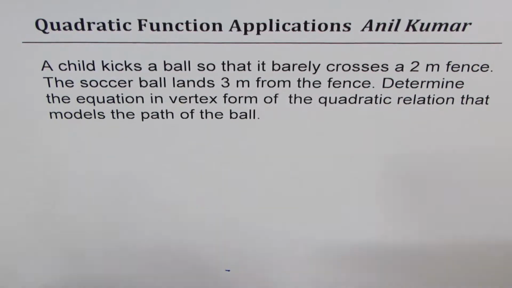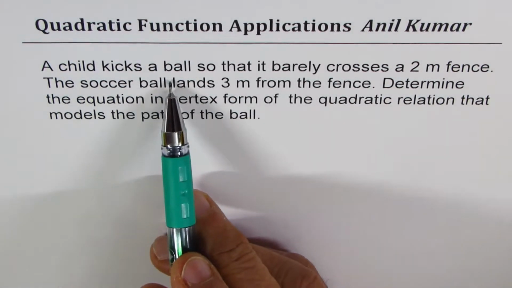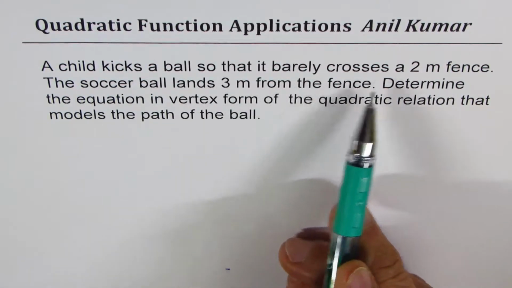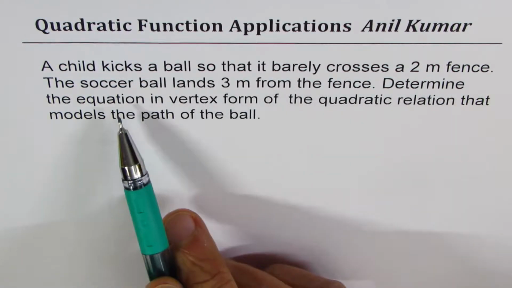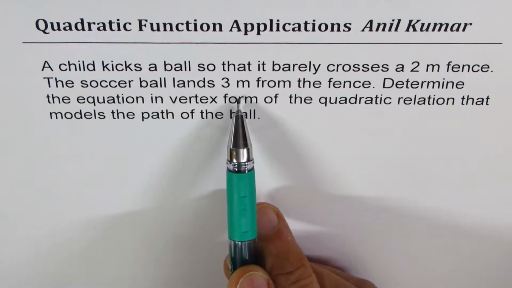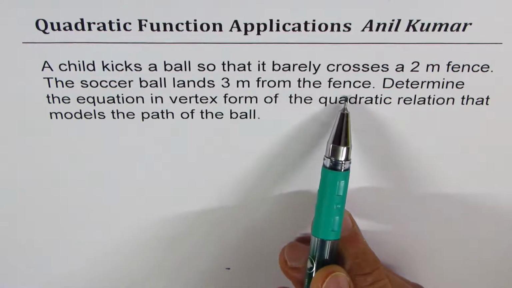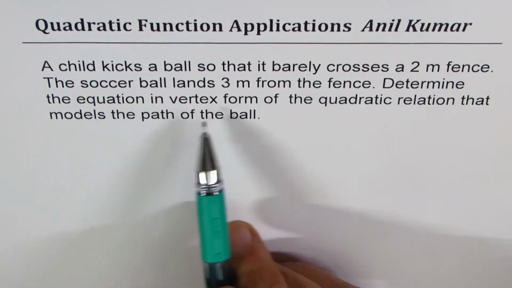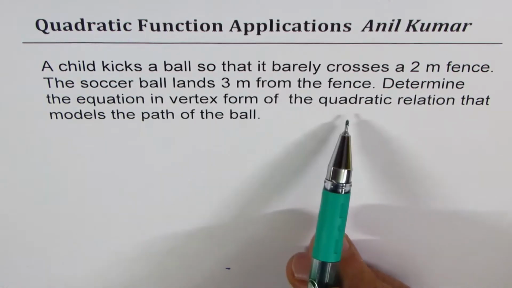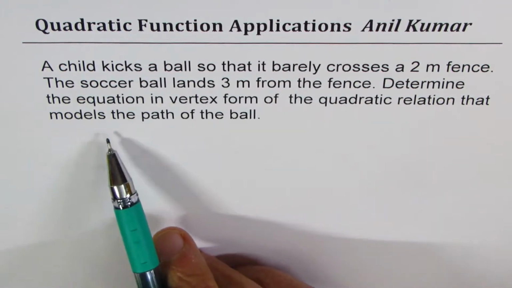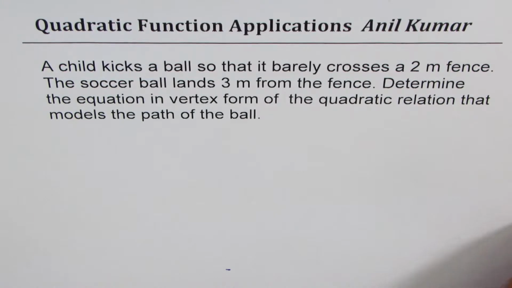The question here is, a child kicks a ball so that it barely crosses a 2-meter fence. The soccer ball lands 3 meters from the fence. Determine the equation in vertex form of the quadratic relation that models the path of the ball, right?